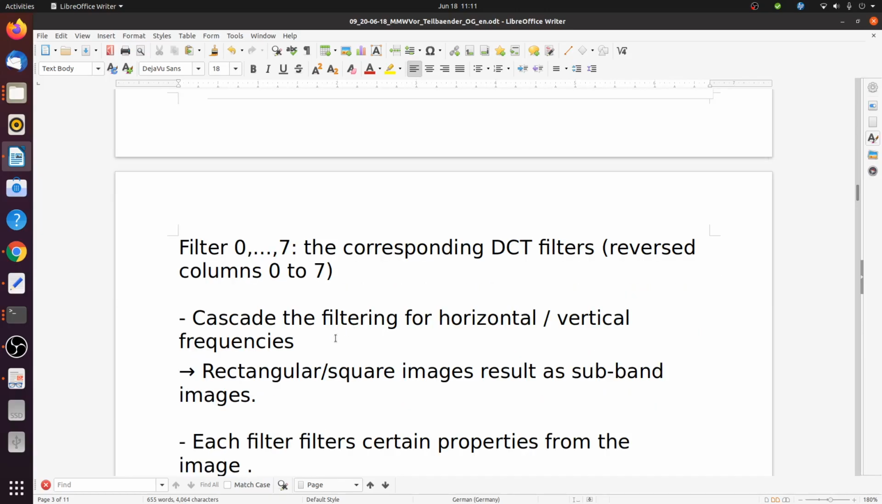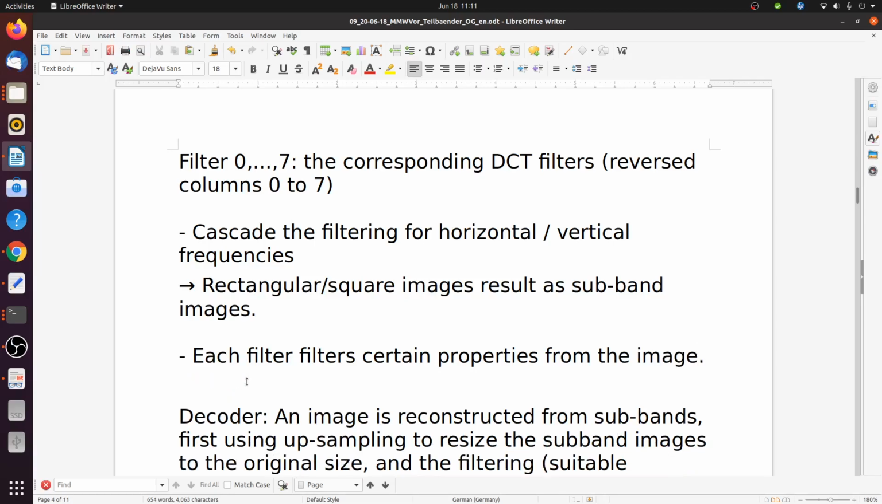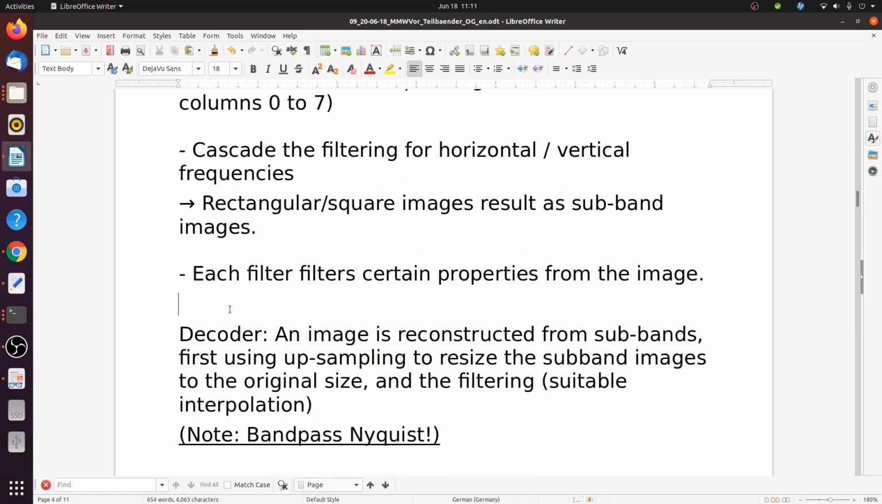So in this way, we have a cascade of horizontal and vertical filters for horizontal and vertical frequencies, resulting in subband images. And each of those filters filter out certain properties from the image, as we saw: horizontal edges, vertical edges, diagonal edges. That also makes this viewpoint interesting, this representation as filter bank, because we can interpret it and we can also modify it now.